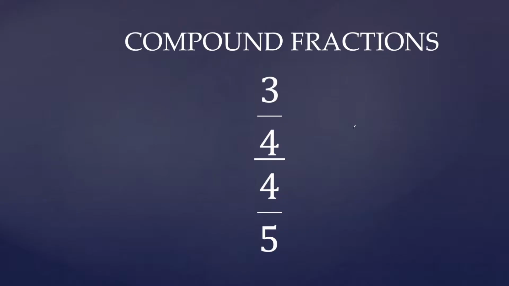3/4 divided by 4/5. So this line is the main line of the fraction. This whole thing is the numerator, and this whole thing is the denominator of my main fraction. Hence the word compound. It consists of several. How do I approach this?